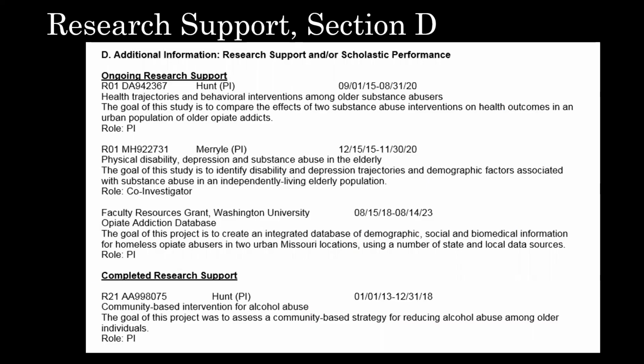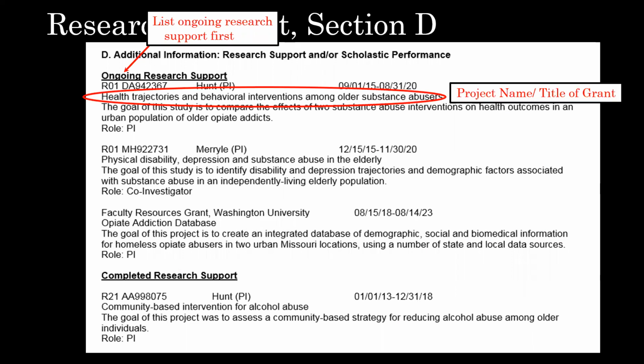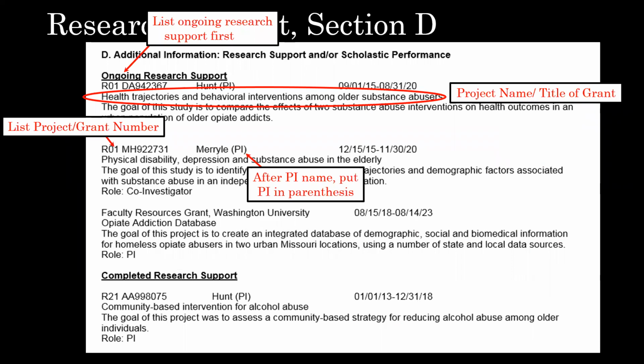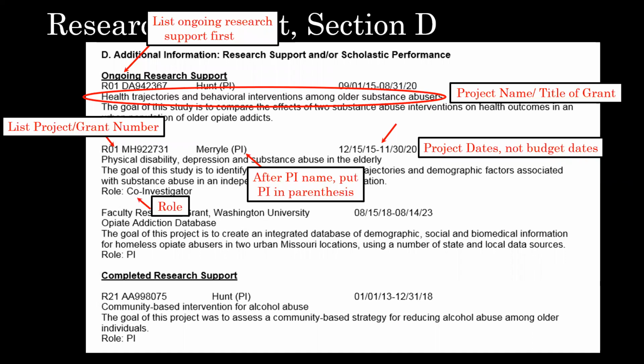Section D, research support. List ongoing research support first, the project name and the title of the grant. List the project and the grant number. And after the PI name, put PI in parentheses. If they are a co-investigator, you would put co-investigator in parentheses. And you would list the project dates, not the budget dates. And then their role underneath would be PD/PI, co-investigator, whatever the role is on the project.